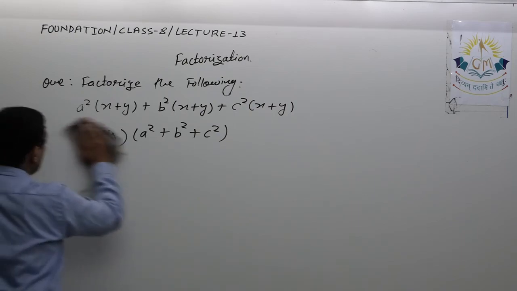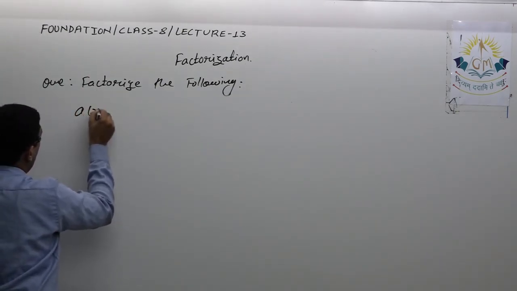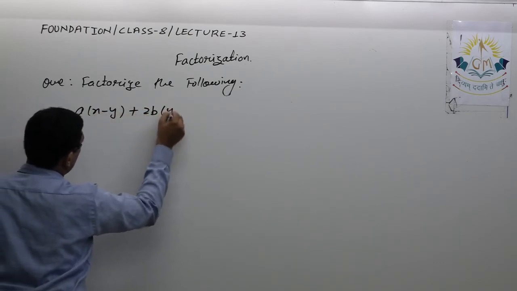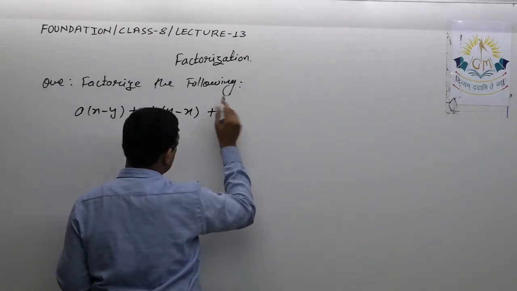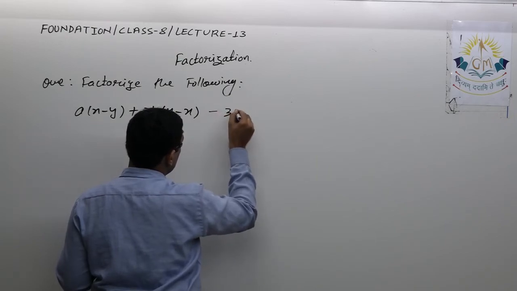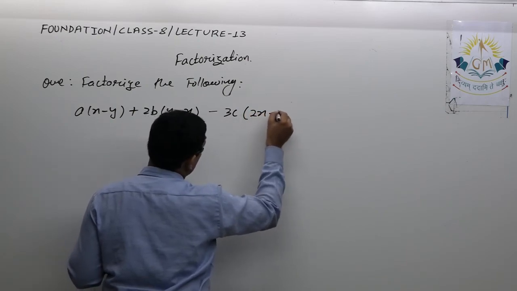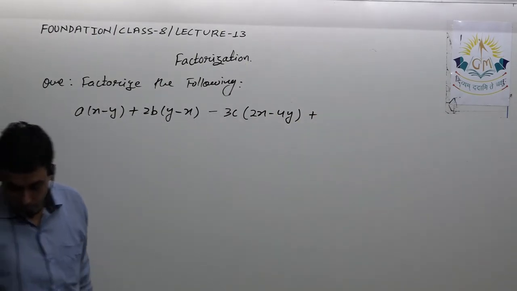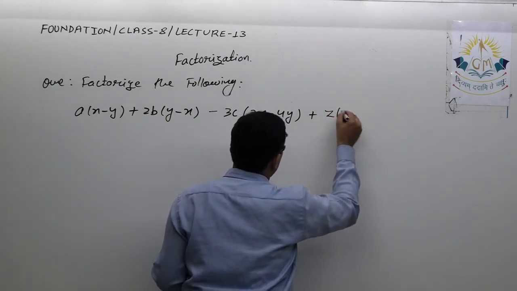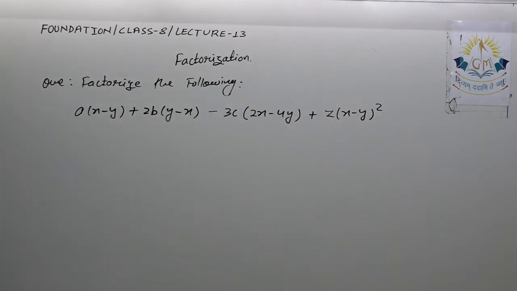Okay, now the next question is a(x minus y) plus 2b(y minus x) minus 3c(2x minus 4y) plus z(x minus y) whole square. Okay, so think for a while about how you will proceed, then I will give you its solution.